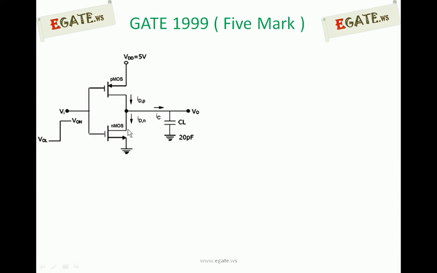A CMOS inverter consists of two networks, one is the pull down network, the other is the pull up network. The pull down network always consists of NMOS transistors, and the pull up network consists of PMOS transistors. Since both the transistors are in series, we expect the same current to flow whenever the transistors are in the on condition. The current flowing through PMOS is IDP, the current flowing through NMOS is IDN, and the current flowing into the capacitor is indicated with IC. So we can write IC is equal to IDP minus IDN.